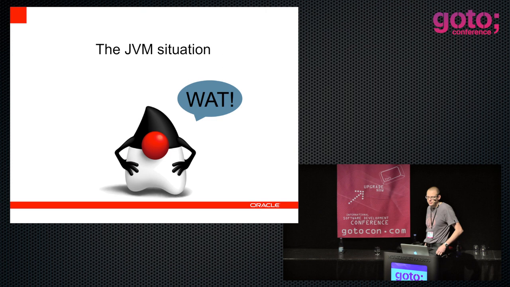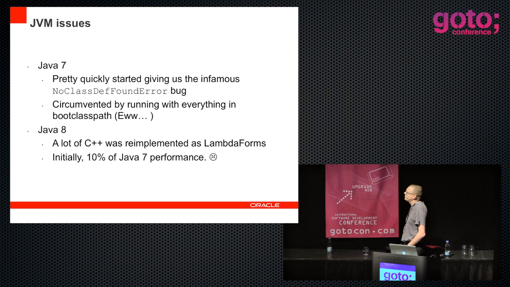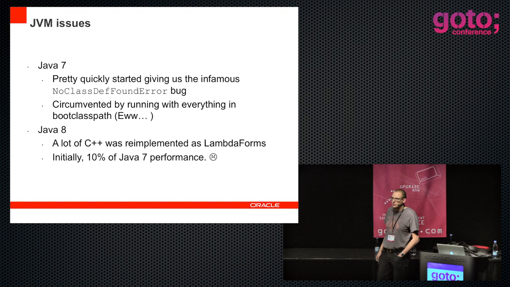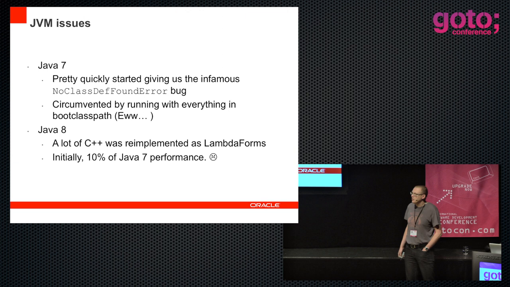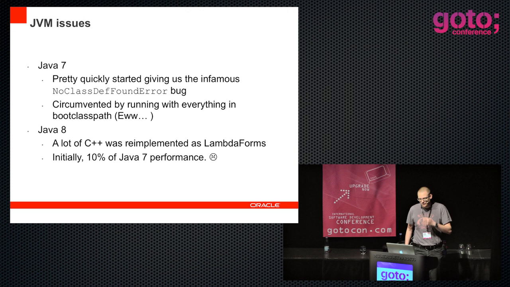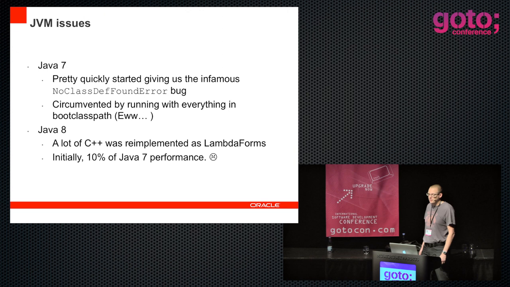Java 7 was the first JVM implementation where we had invokedynamic, and not many people in here had worked with it, but people like me and Charlie Nutter who did, and everyone on the mailing list, were quite aware of the infamous NoClassDefFoundError bug, which basically threw new NoClassDefFoundErrors after a while if you manipulated too many method handles. And this could be circumvented only by running with everything completely insecure in the boot class path.